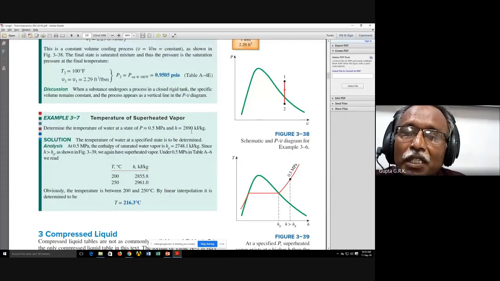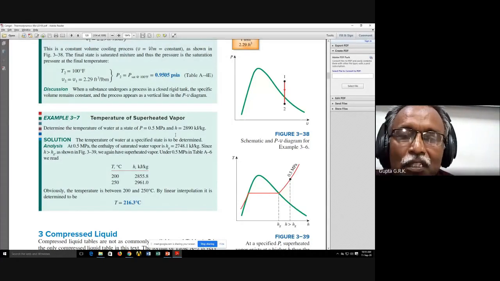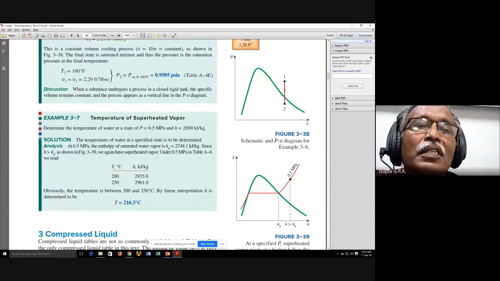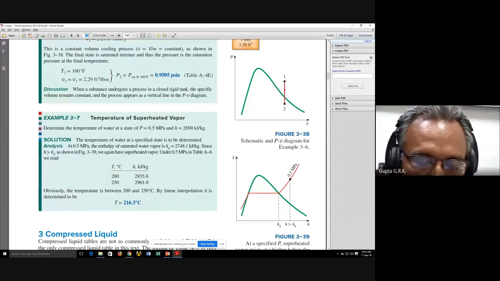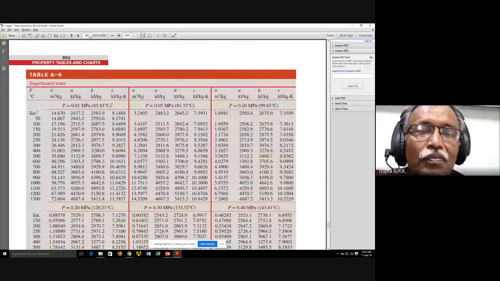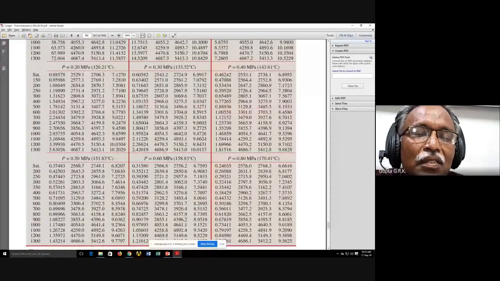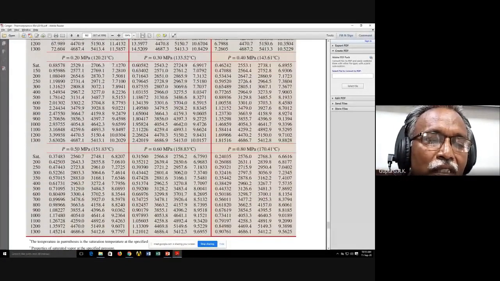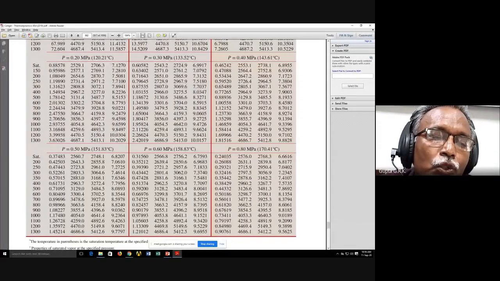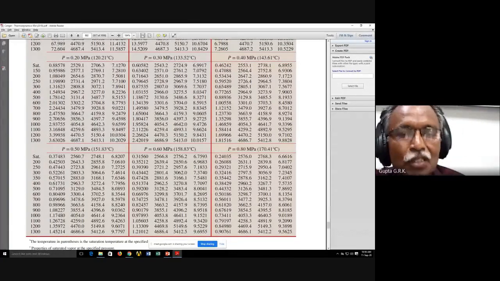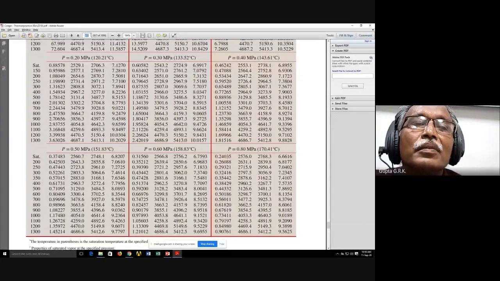So I have to go to the superheated tables, and in the superheated tables, again I have to see 0.5 megapascal. The superheated table is on page 892. 0.5 megapascal is here, and 2890 lies between two values. I have to see between which two values it lies, find those two, and interpolate. So we will see how that interpolation is done.